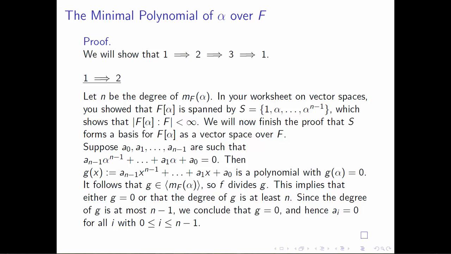However, we see just from looking at what g of x is that the degree of g is at most n minus 1, and the degree of the minimal polynomial is n. Therefore, it's not possible that the degree of g is at least n, and it must be the case that g is the silly thing. g is the 0 polynomial, and in order to be the 0 polynomial, each one of these coefficients has to be 0 for all of the different i values. And what that means is that we've really and truly got this full basis property. We have linearly independent vectors here in the set S, and that finishes the proof that this is a basis.